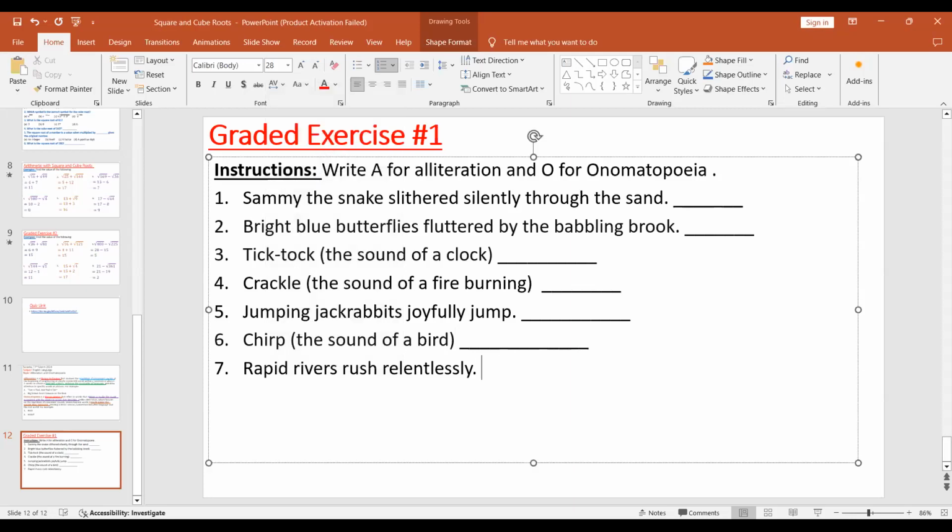Rapid rivers rush relentlessly. Anyone know what the word relentlessly means? What do we mean by relentlessly? Keep going, to never give up. It doesn't stop. Yeah, it keeps going relentlessly and doesn't stop, continually, right? That's what we mean.